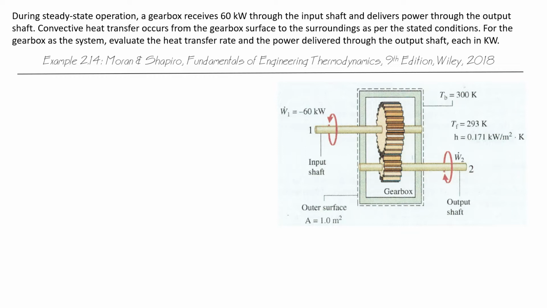delivers power to the output shaft. Convective heat transfer occurs from the gearbox surface to the surroundings as per the stated conditions, which we'll see here momentarily. For the gearbox as the system, evaluate the heat transfer rate and the power delivered through the output shaft, each in kilowatts. So you can see here that we have our system boundary drawn around the gearbox.